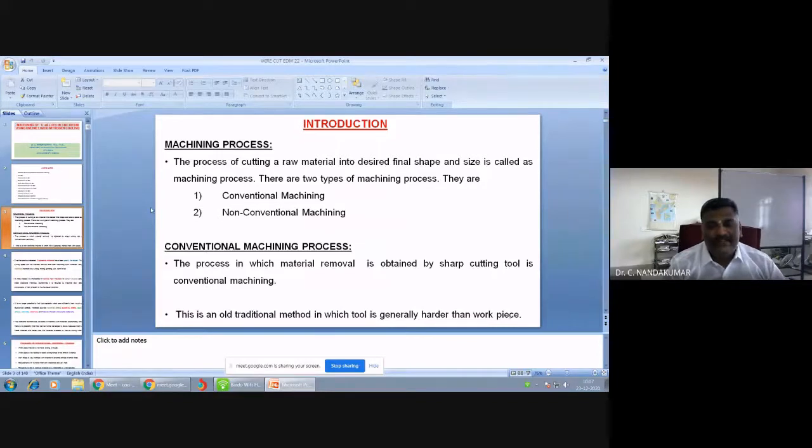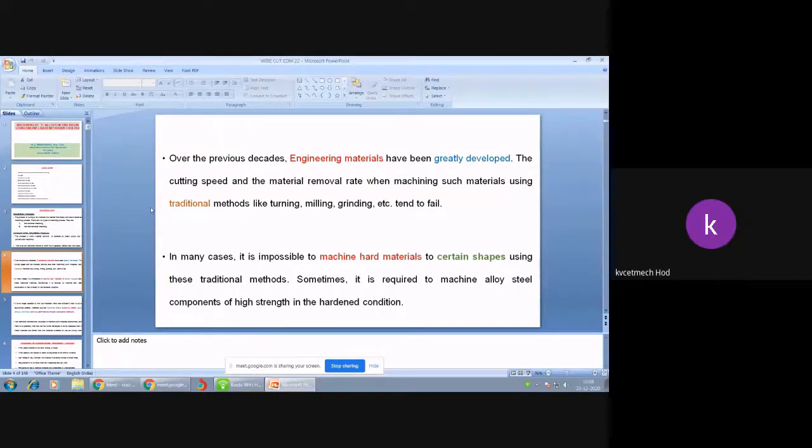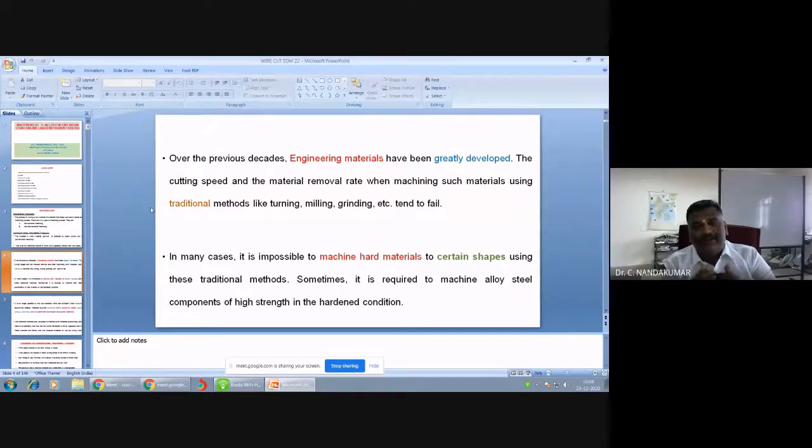But in some conditions, we can't do conventional machining, for complex shapes and hard materials. Then we have to enter into what is called the non-conventional machining process. Over the previous decades, engineering materials have been greatly developed, because day by day much more research is going on in engineering materials, because of the need of the industry. So day by day they are producing various materials. When we can't cut the material to the required shape or for customer satisfaction, we have to go for unconventional machining processes.